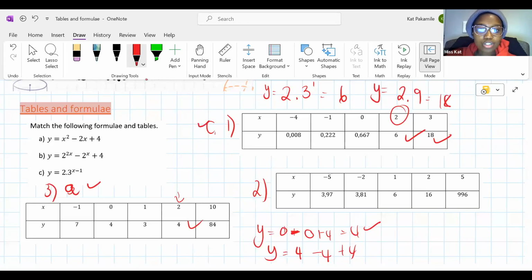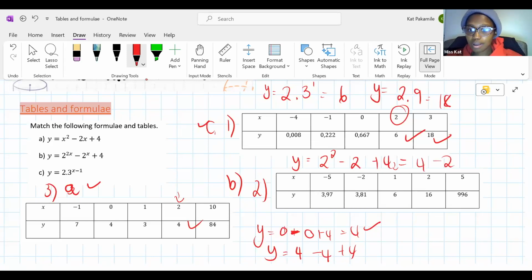That means 2 has to be B. Let's check if 2 is B. So it's going to be y equals, I'm going to work with 1. It's going to be 2 to the power of 2 minus 2 plus 4, which is 2 squared. 4 minus 2 plus 4, which is 6, and that would be correct.